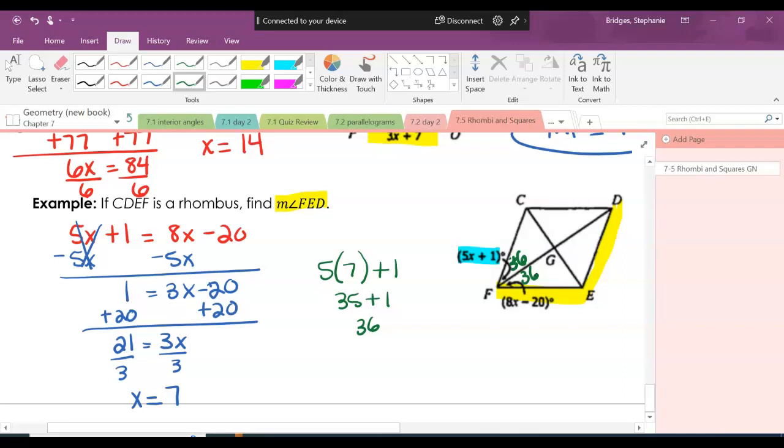Was that a uh-huh or a uh-uh? Right. Now that I know this angle, can I figure this one out? Yeah, we're just going to take what and subtract it if it's supplementary. 180 minus the 72 that we found there. And we find out that the measure of angle FED is, did you get the same thing? What'd you get? How'd you do it?